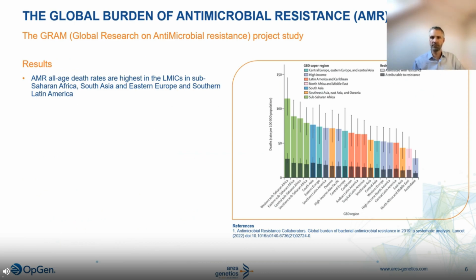The GRAM study further revealed that the AMR all-age death rates are highest in low to mid-income countries in sub-Saharan Africa, South Asia, Eastern Europe, and South Latin America. This makes AMR not only a major global health problem, but a particularly serious problem for some of the poorest countries in the world.